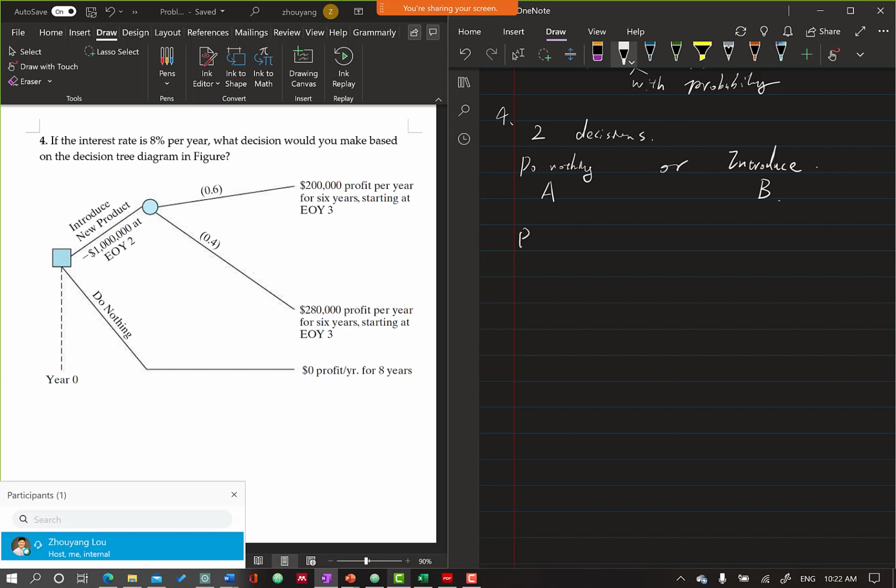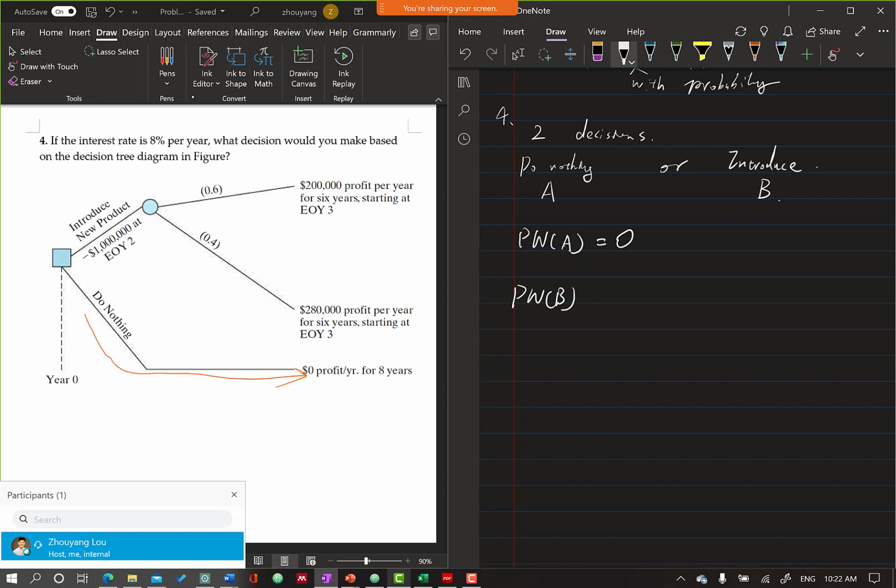So when we calculate the present worth of A, as we see, if we do nothing, we don't have to invest anything and we don't have any profit in the following 8 years. So the present worth for A will be just 0. That's very straightforward. Now let's look at present worth of B.